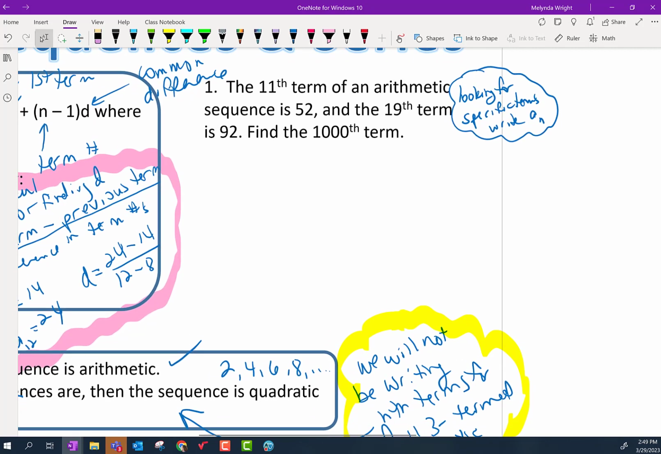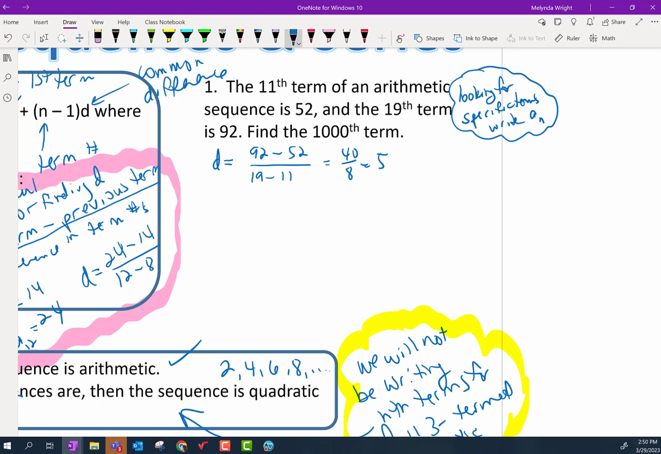So we're looking for the 1000th term, so we need to write our formula, but we need the common difference first. Let's use that handy little formula I was talking to you about just a minute ago. The 11th term and the 19th term, so let's put the 19th term first. So 92 minus 52 over 19 minus 11. We do our arithmetic, we get 40 over 8 or 5. So our common difference is 5.